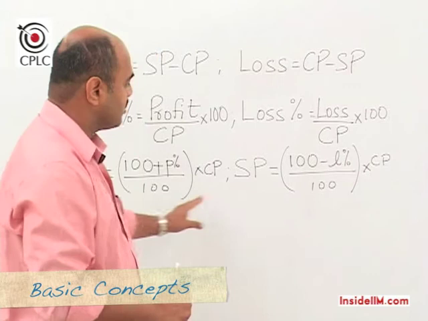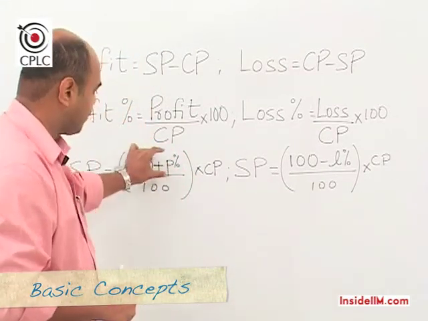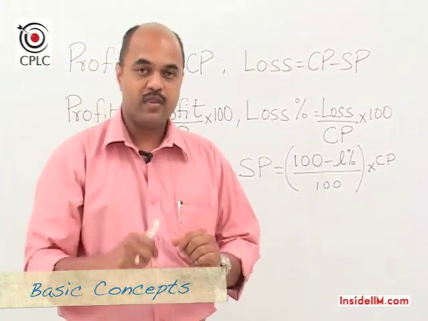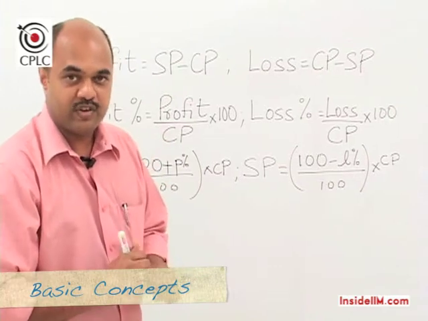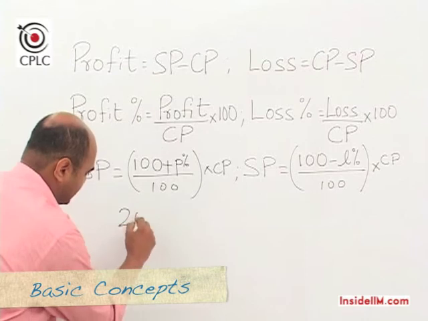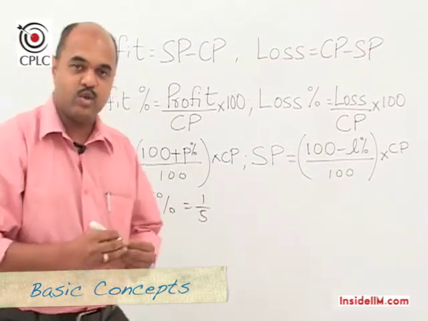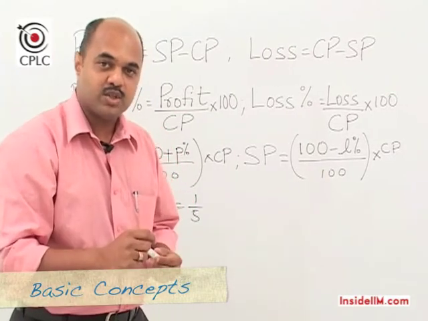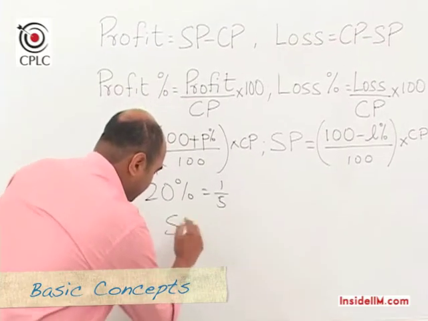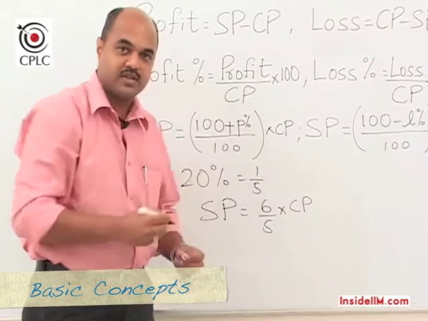Now this is in terms of a formula, but what we can also do is convert the profit percent or a loss percent in terms of a fraction. So if I say that the profit percent is 20%, then 20% as a fraction would be 1 by 5, and hence I would say that my selling price should be 1/5 more than the cost price, which would mean that selling price should be 6 by 5 of the cost price.